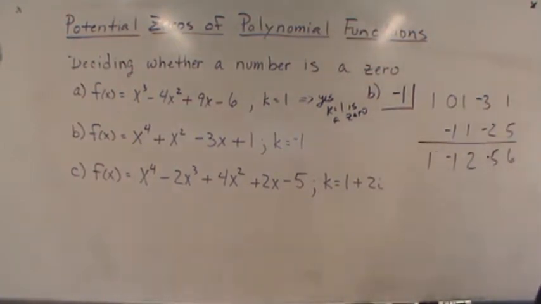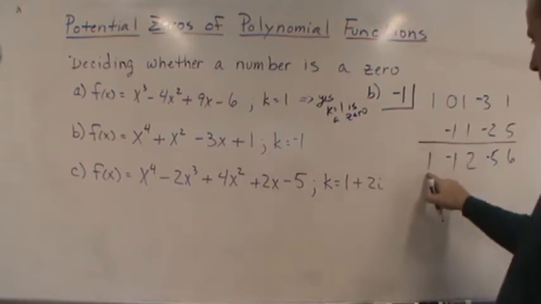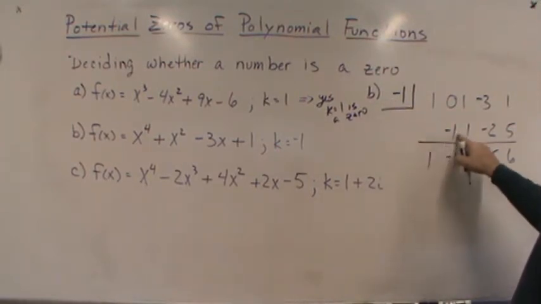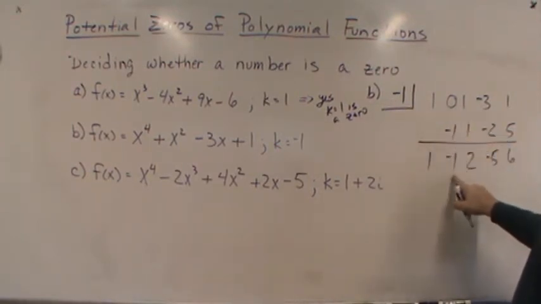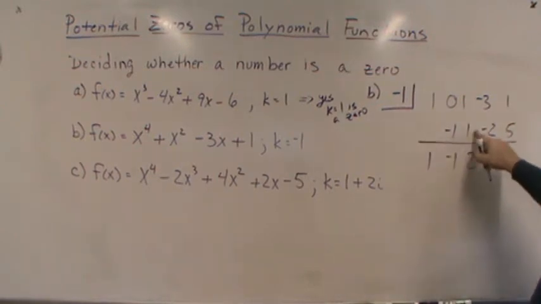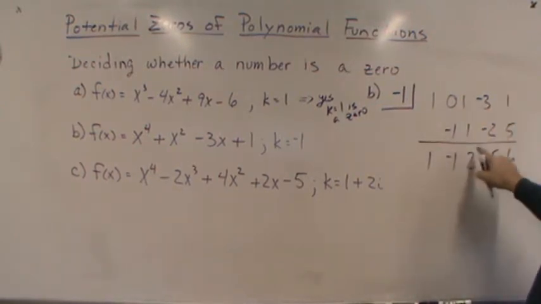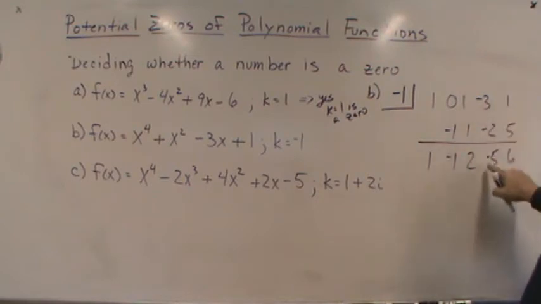So let's make sure we did that right. Okay, so we drop the 1 down. -1 times 1 is -1. 0 plus -1 gives us -1. 1 times -1 is -1, and 1 plus 1 is 2. Then -2, -5, 5, and we get 6, and this is our remainder.